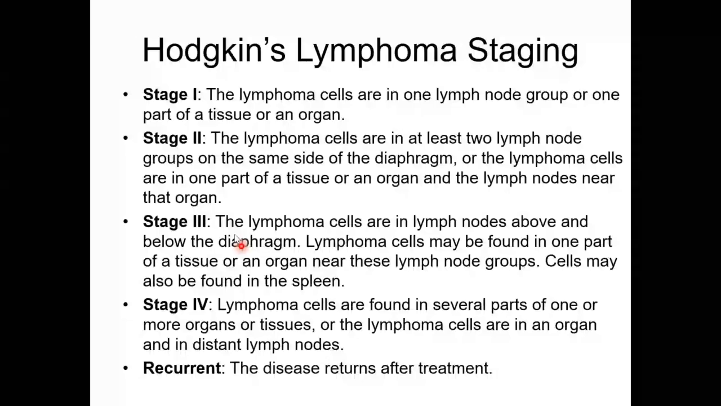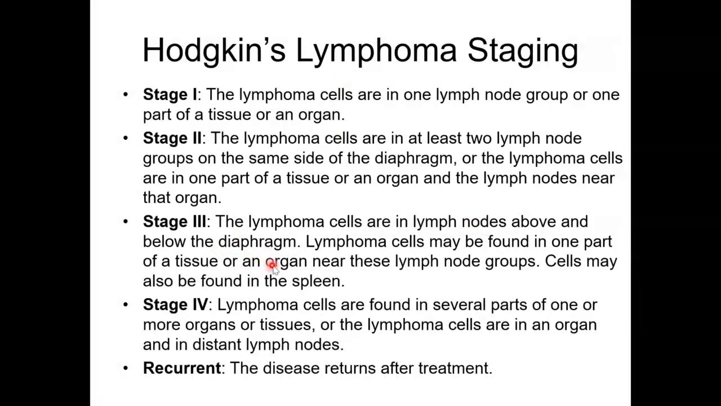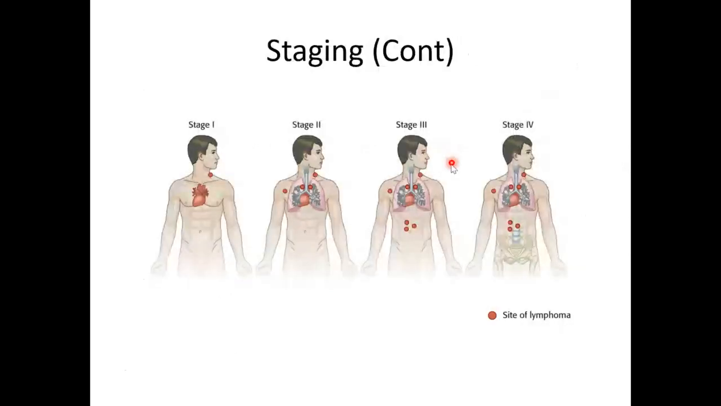Diaphragm. This one is not. This is same side, same side. Draw a line here. More spreading above and below the diaphragm. Lymphoma cells may be found in one part of the tissue or an organ near these lymph nodes. May also be found in the spleen, right? Moving around. Now we see some in organs like the spleen. See right here? Started here, spread to a second group. Now it's spreading down here under the diaphragm and can go to an organ like the spleen.